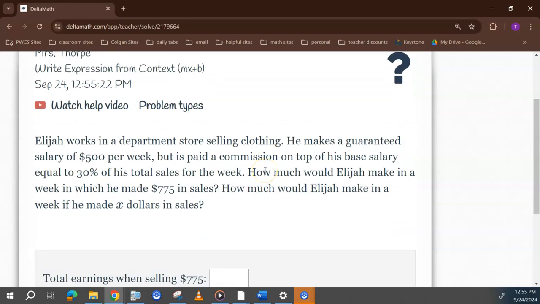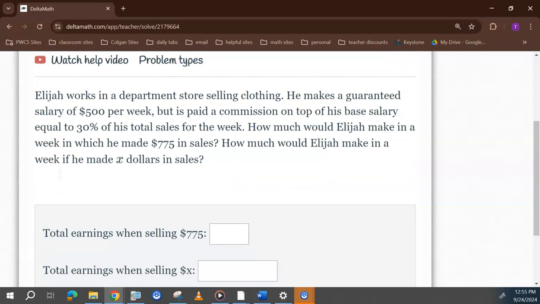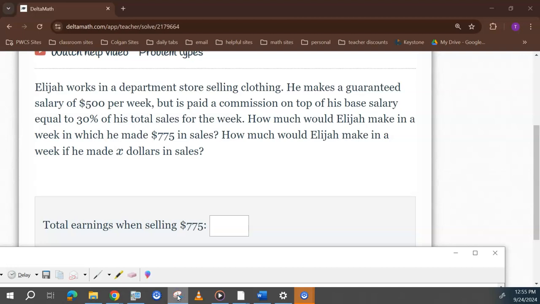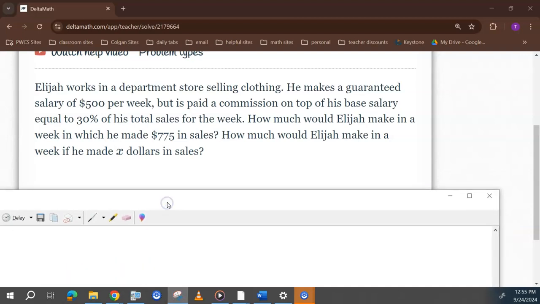Okay, so let's say you get a problem like this. We'll read through it first and then we'll work it out. So in this, Elijah works in a department store selling clothing. He makes a guaranteed salary of $500 per week. He is paid a commission on top of his base salary equal to 30% of his total sales for the week. How much would Elijah make in a week in which he made $775 in sales?